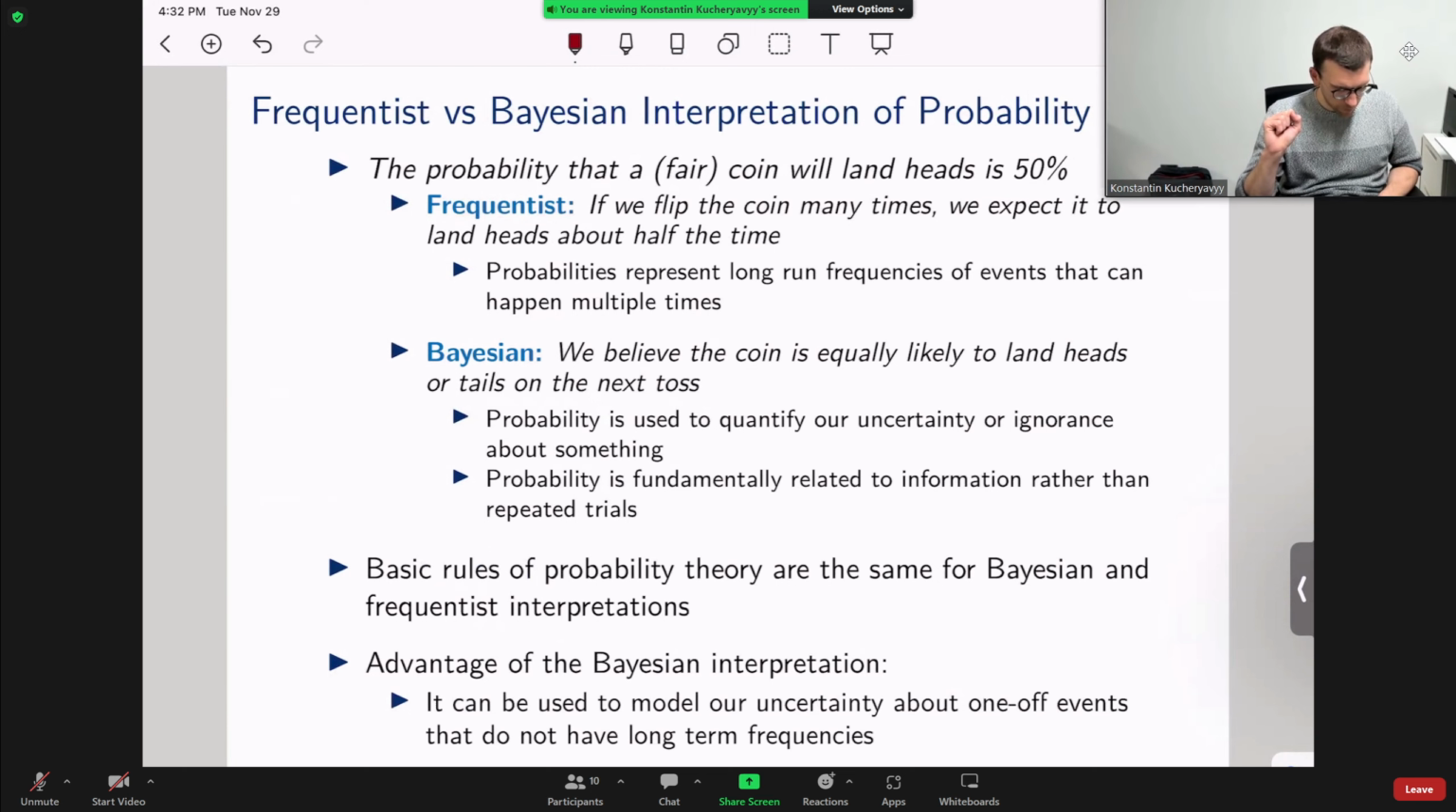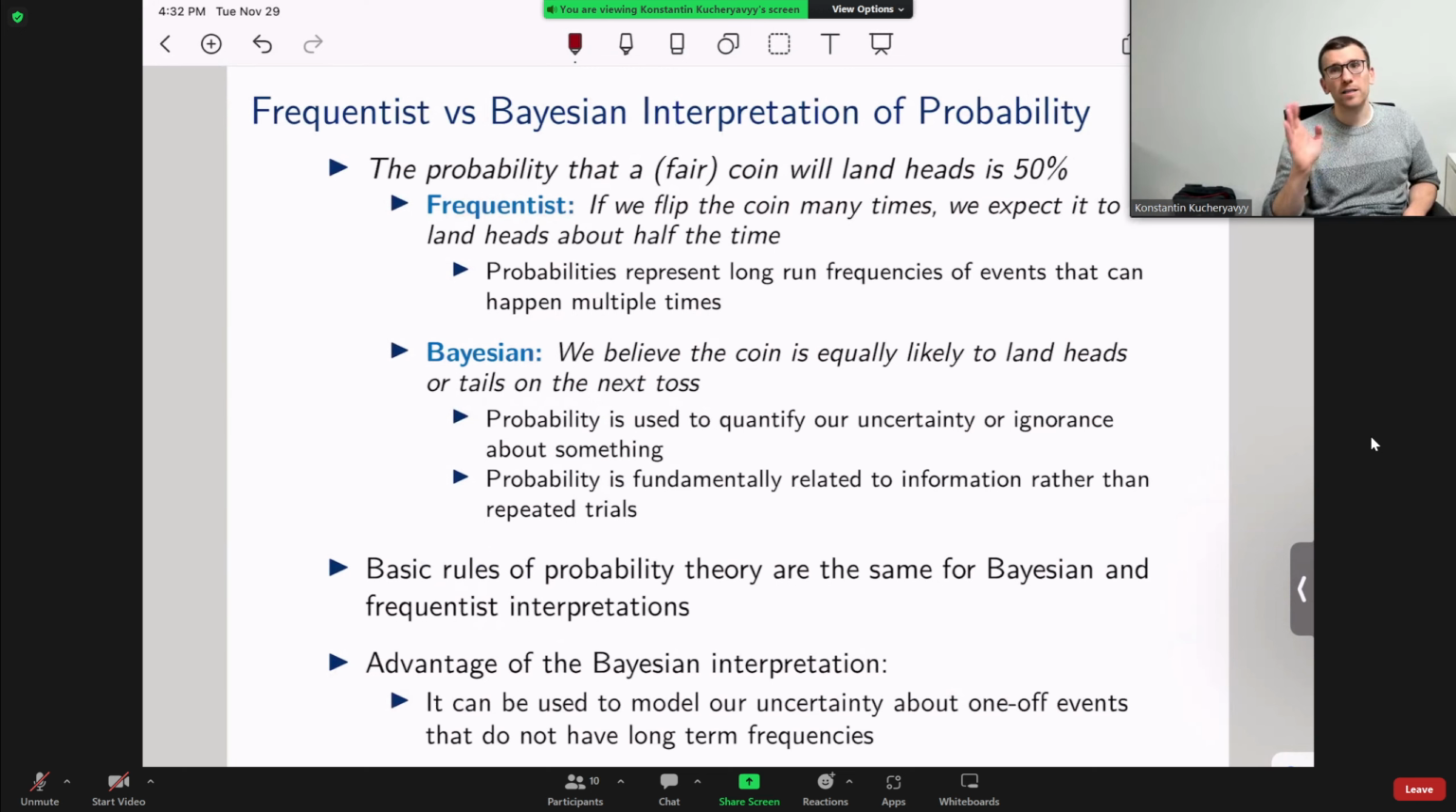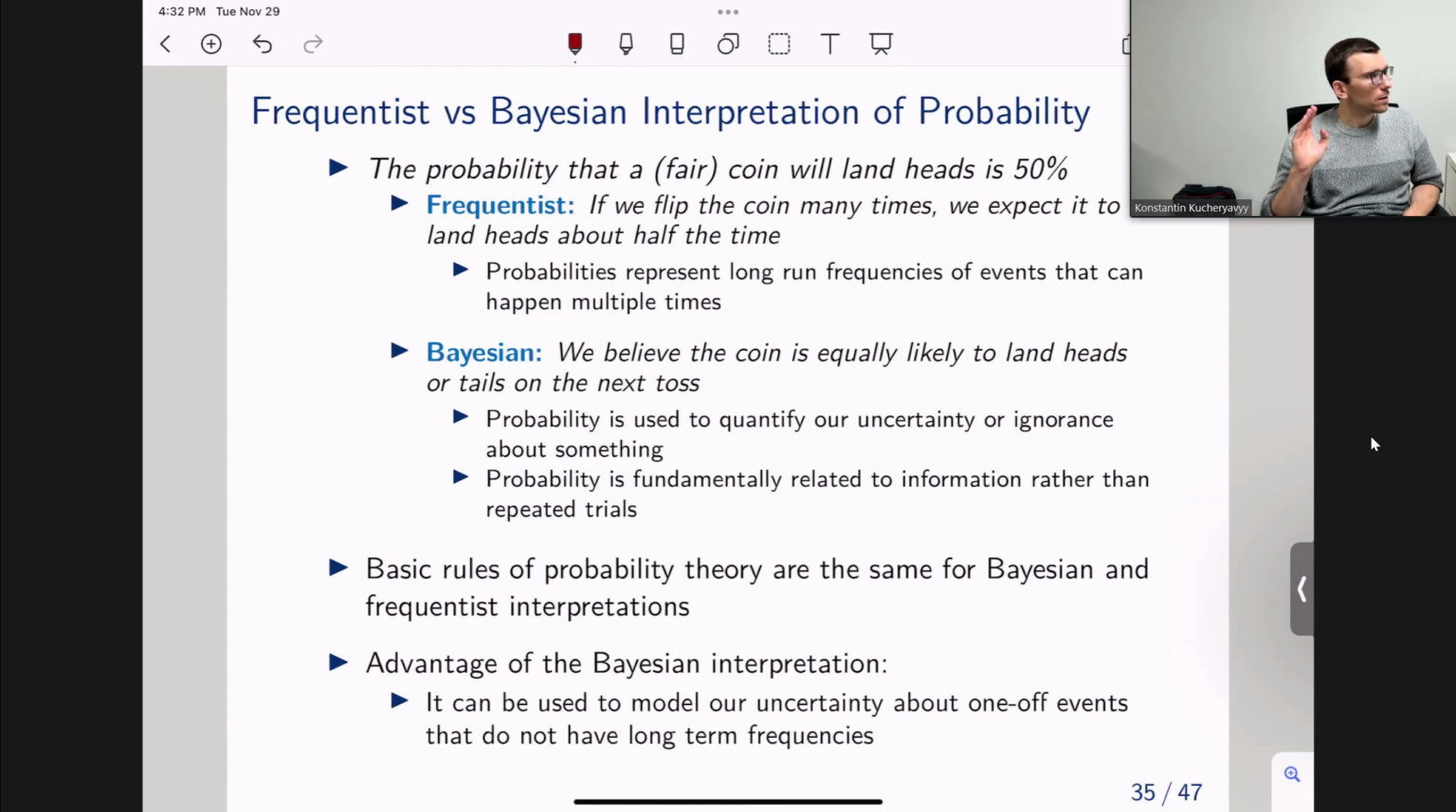There is some conceptual divide between how Bayesian statisticians interpret uncertainty or probability and how frequentist statisticians interpret frequency or uncertainty or probability. It's best illustrated in the basic example with a coin flip. What does it mean to say that the probability that a fair coin will land heads is 50%?